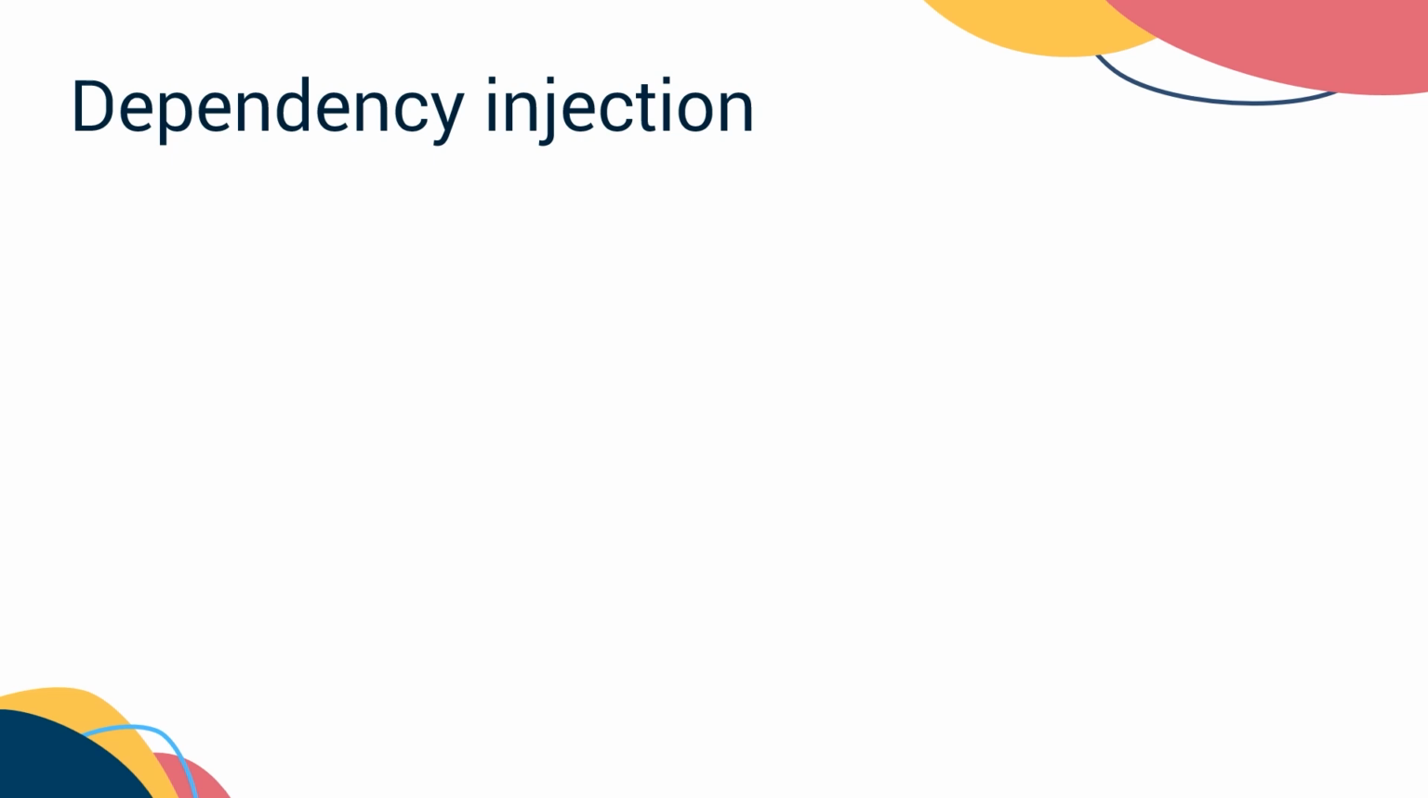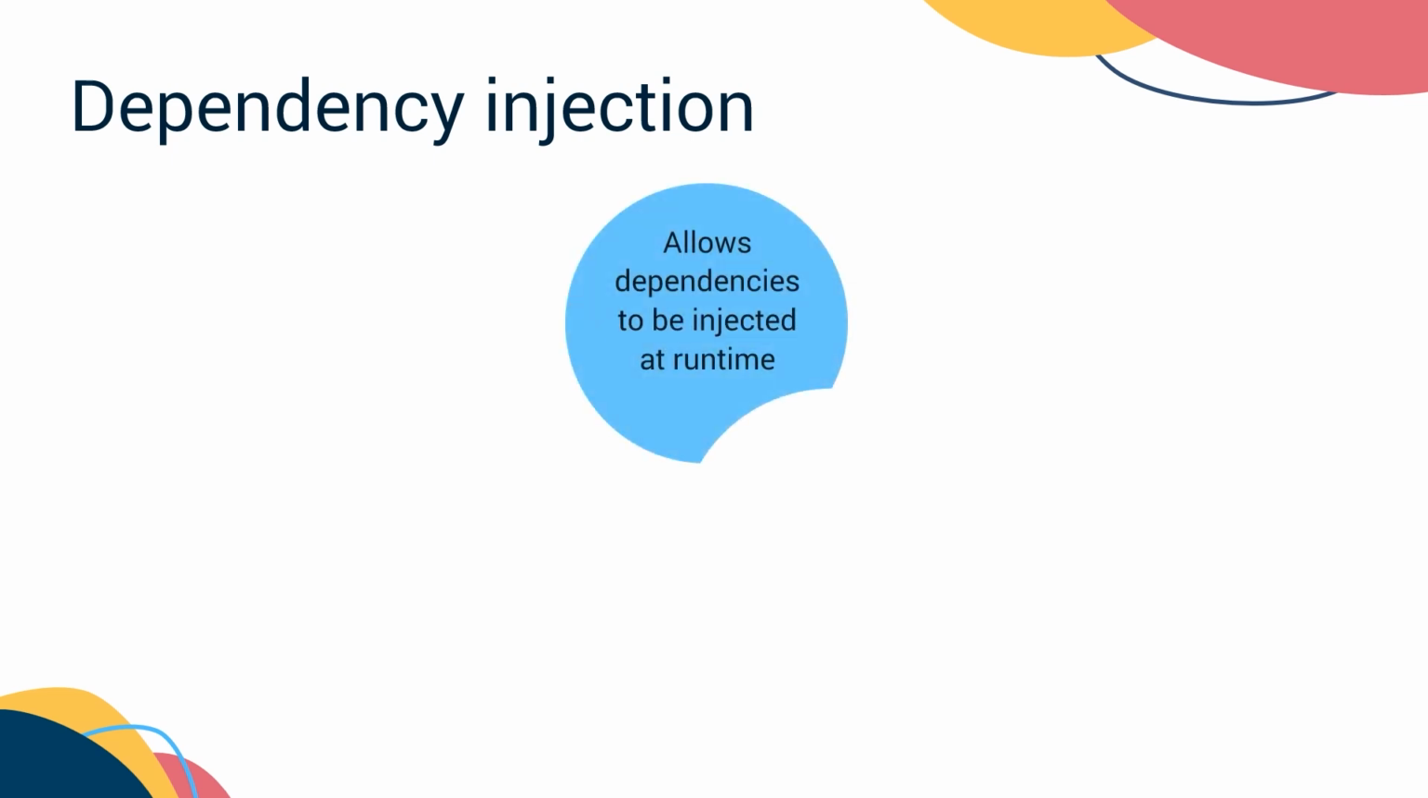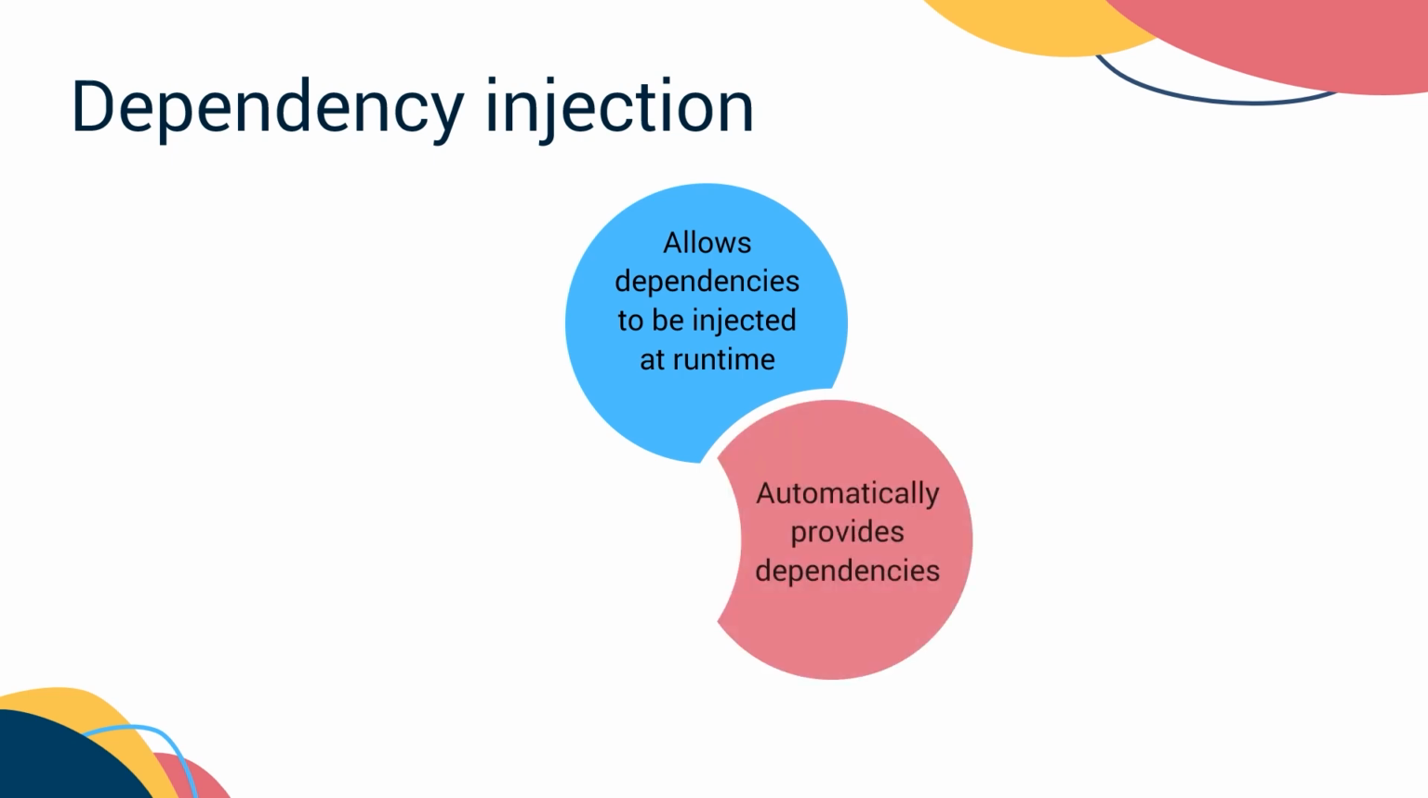Dependency injection, or DI, is a technique that allows dependencies to be injected into objects at runtime. Spring automatically provides dependencies instead of allowing an object to create them. For example, if a car needs an engine to operate, Spring injects this engine into the car when the car bean is initialized.